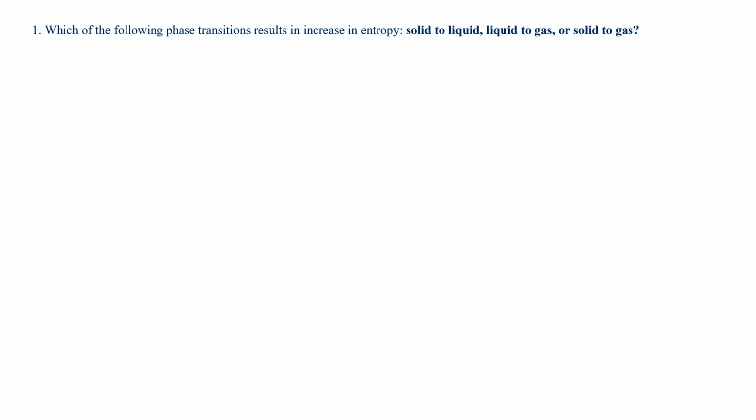Which of the following phase transitions results in an increase in entropy? There are three phase transitions given. First one is solid to liquid. So we call solid to liquid melting, liquid to gas, that is evaporation, or solid to gas, this is sublimation.